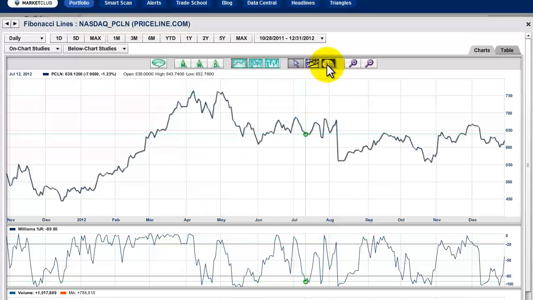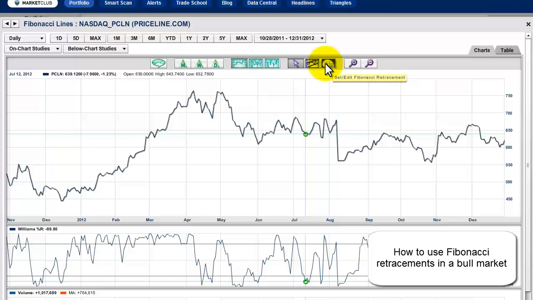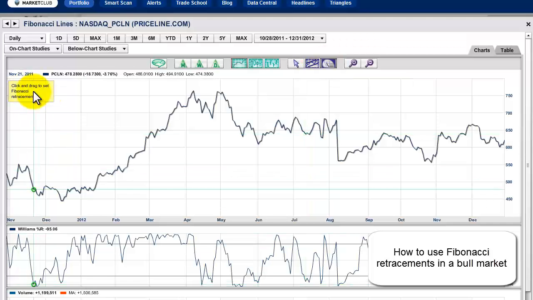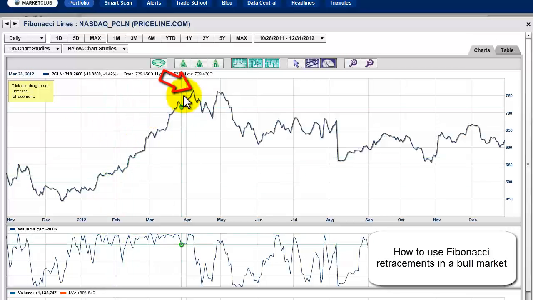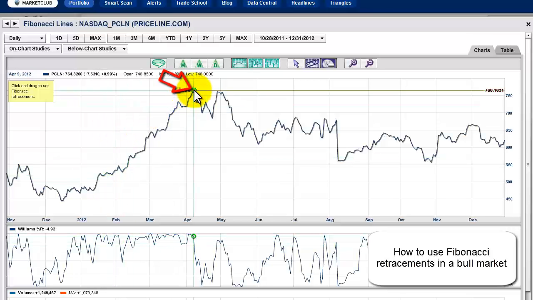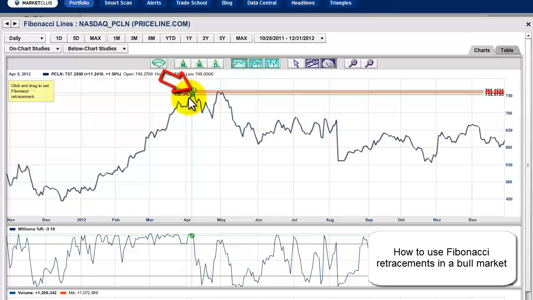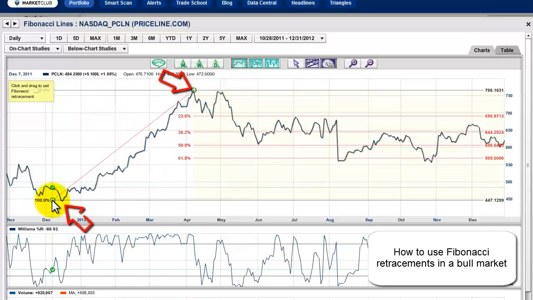First things first, go up to the Fibonacci tool right here, click it once. It shows you a little yellow box right here. It tells you the tool is live. Then you go to the highest point on the chart, which is right here. You can see that right here. Click once, and you see the tool becomes alive. Then hold the mouse and drag it down to the lows.